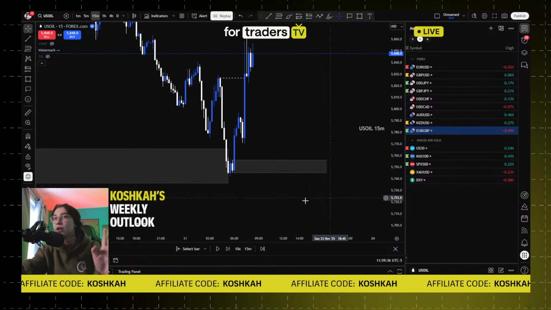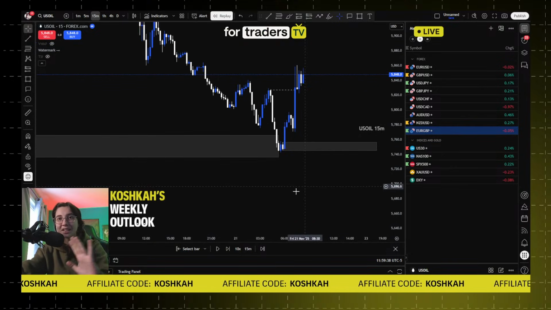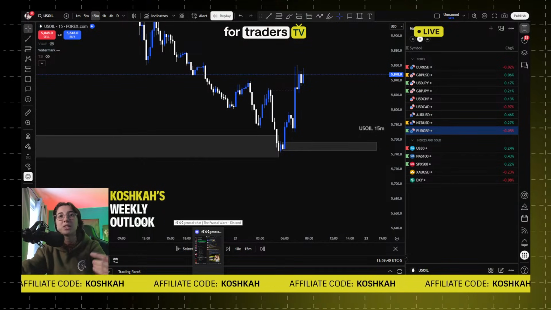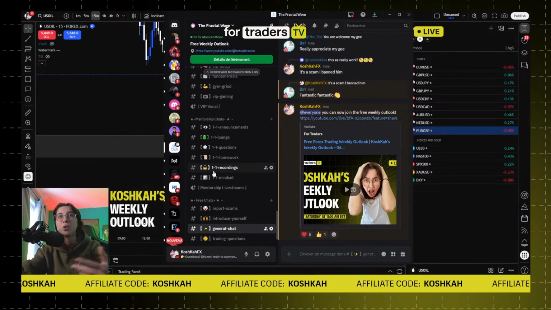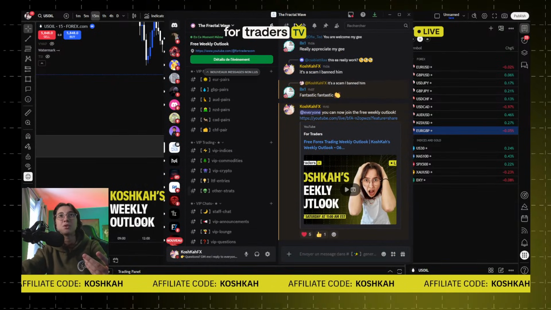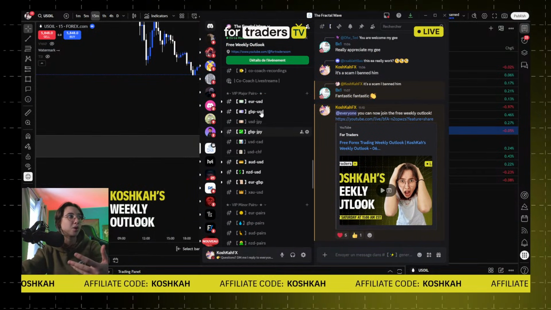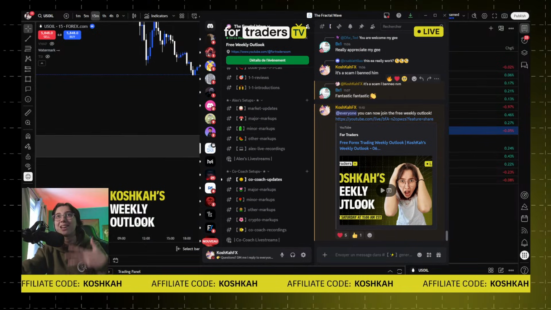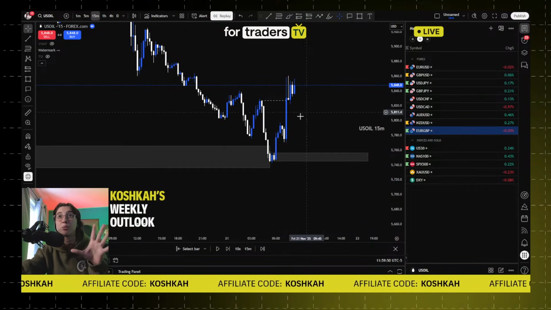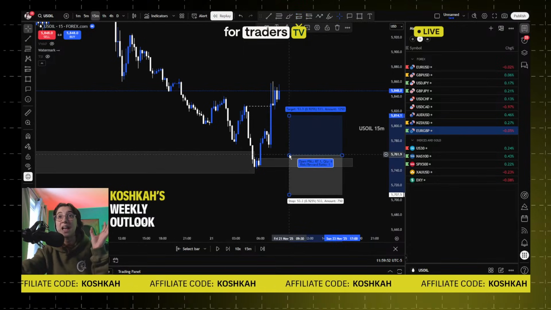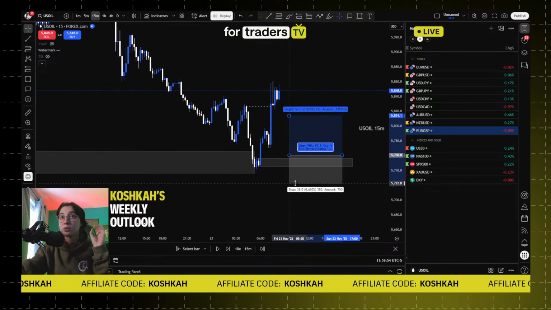It's exactly the same rules, by the way, guys. I'm repeating the exact same thing as in the community. If you go in the markups in my community on Discord, it's exactly the same thing. So 15-minute break of structure, extreme POI, entry. Wow. Stop loss will be below the low.